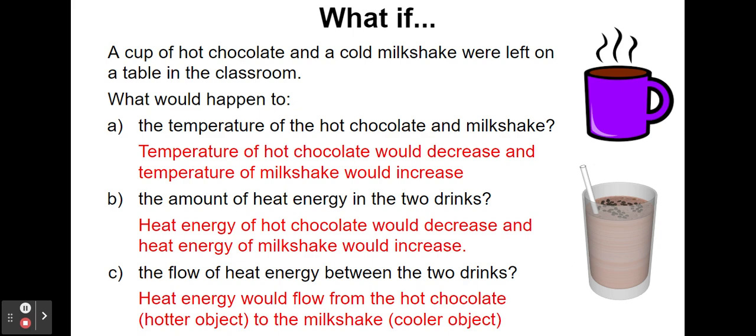And if we look at the flow of heat energy between the two drinks, if the hot chocolate is losing heat energy, but the milkshake is gaining heat energy, we can say that the heat energy would flow from the hot chocolate to the milkshake. It's going from the hotter object, the hot chocolate, to the colder object, which is the milkshake. So that is how energy is going to flow.